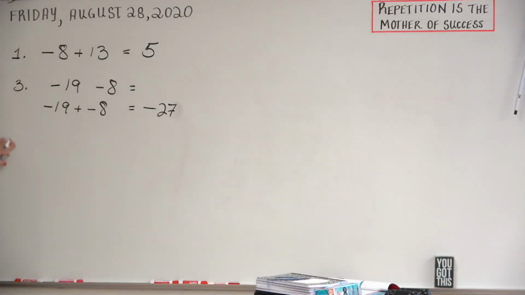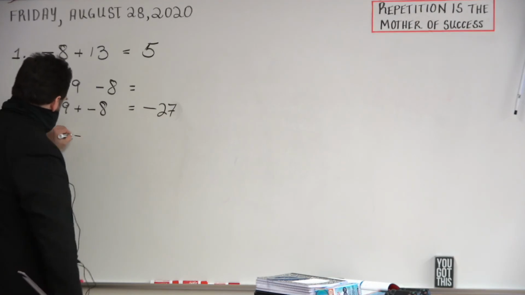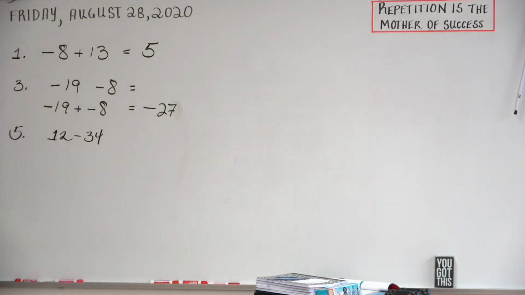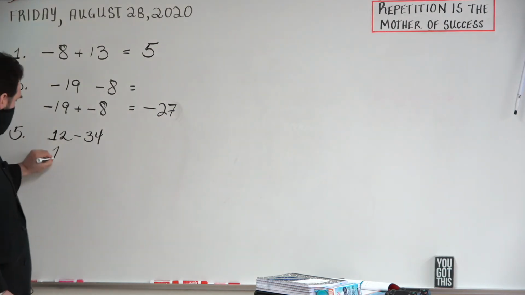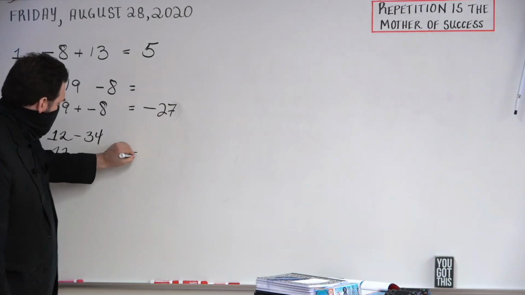Good. Number 5. 12 minus 34. It's going to be negative 22. Now, I want to just do one thing. It's really 12 plus negative 34.